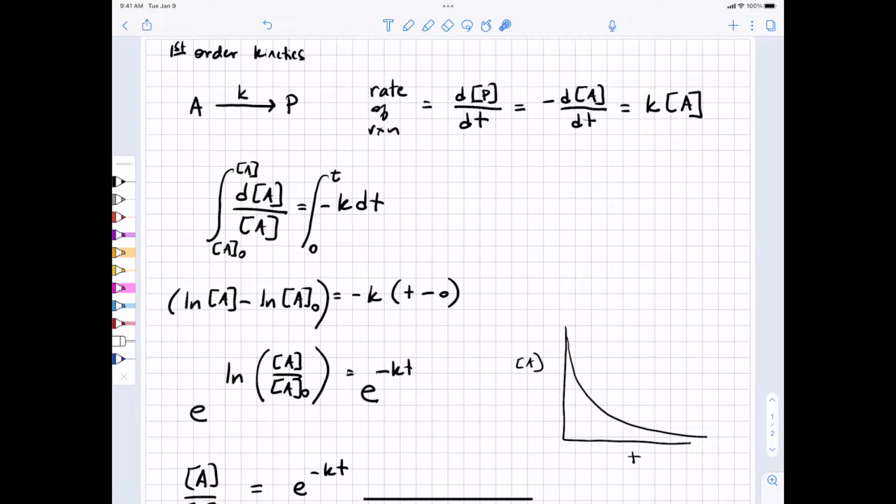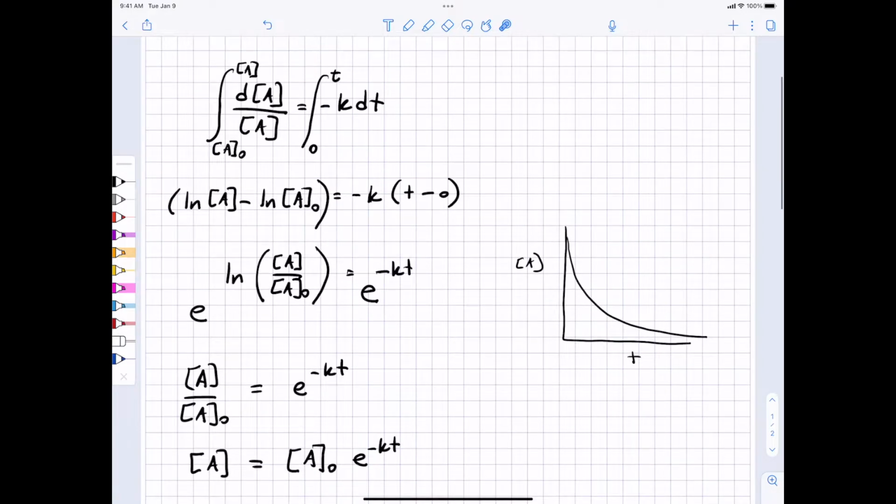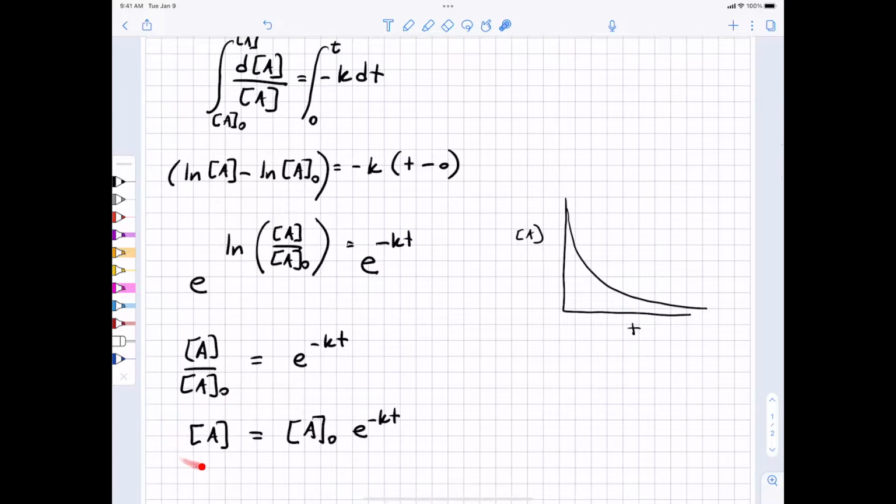We can separate variables, get all the A terms on one side of the equation, and move dt to the other side, and we get an expression like this, which is a differential equation that we can integrate to get the following integrated rate law, which describes exponential decay. And you can see as time increases, the concentration of A decreases.